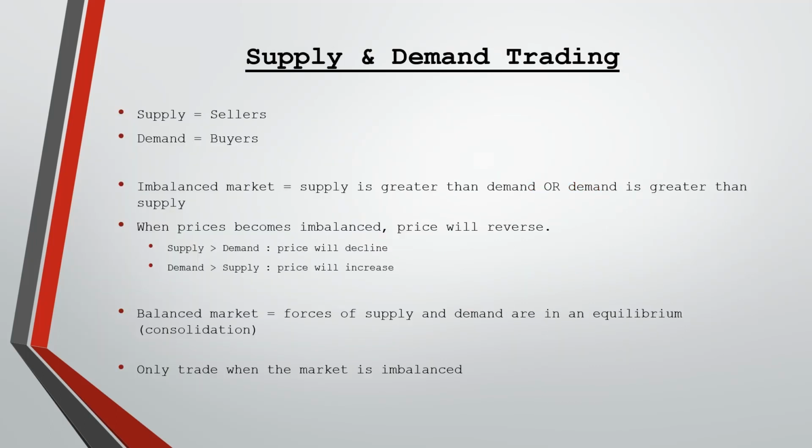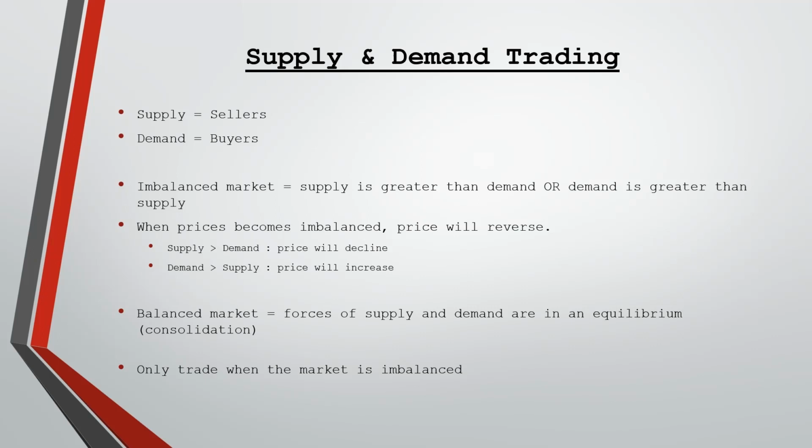So how this relates to trading is that when we're talking about supply, we're talking about the sellers who are willing to sell in the market, right? So when we talk about supply, we're talking about sellers. And when we're talking about demand, we are talking about the buyers who are willing to buy at the given price. So supply is sellers, demand is buyers.